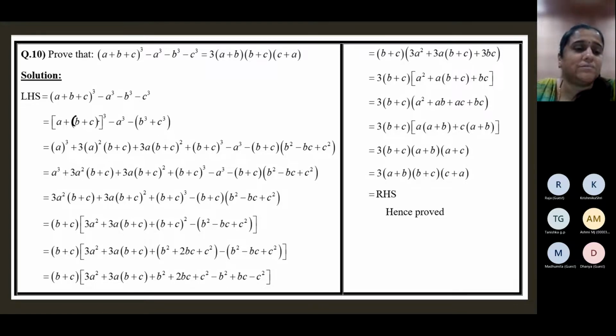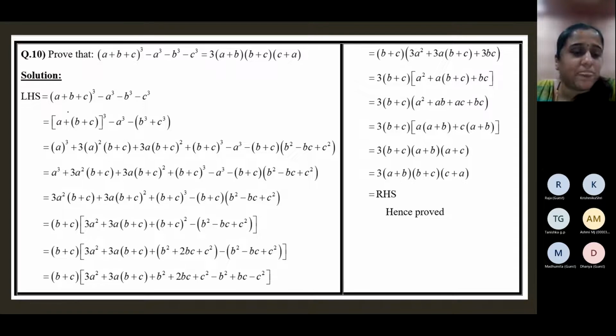I have grouped b plus c here. So here also I'm going to do the same thing. I'm going to write minus a cubed separately like this and group these two. So write this minus sign and open a bracket. Minus into b cubed is minus b cubed. Minus into plus is minus c cubed.